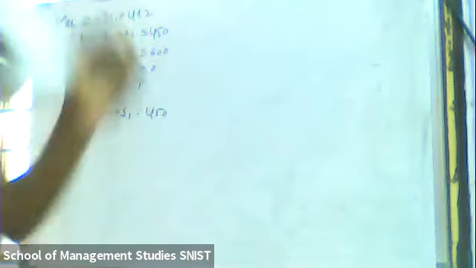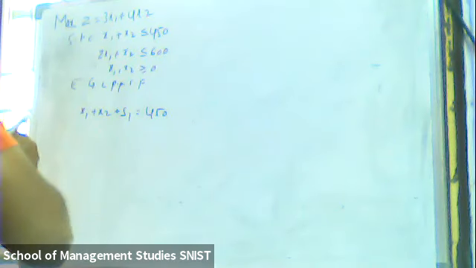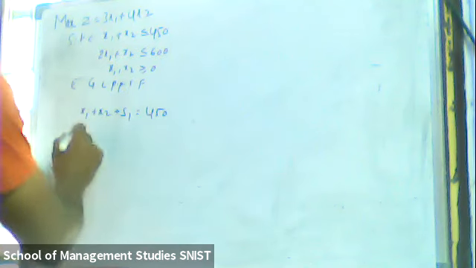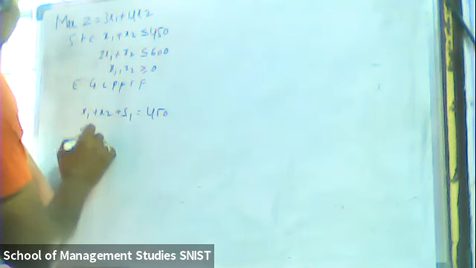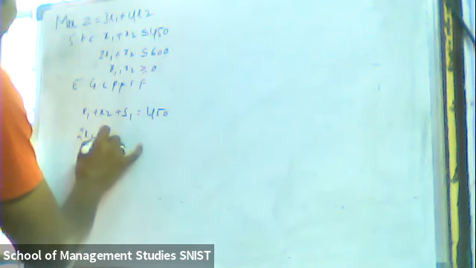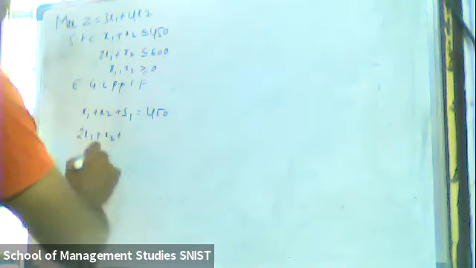Fine. Now what is the next step? 2x1 plus x2 plus s2 equals 600. So I think only Soumya is responding. What about the others?